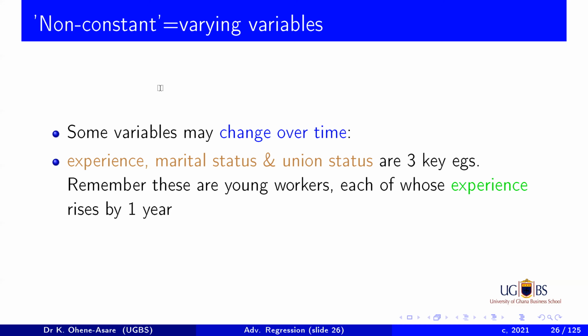All right. So let's check some few things. Which variables are not constant? Well, if we check experience, it is not constant. And if it's not constant, we call it a varying variable. Now, how can experience not be constant? Well, the thing is that experience is increasing by 1 year over time. So every one of us is increasing our experience.